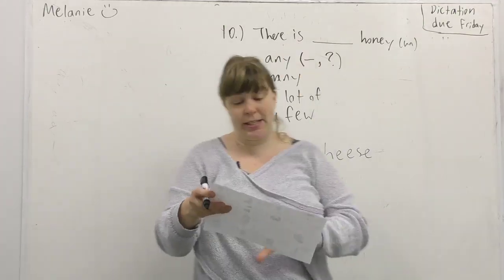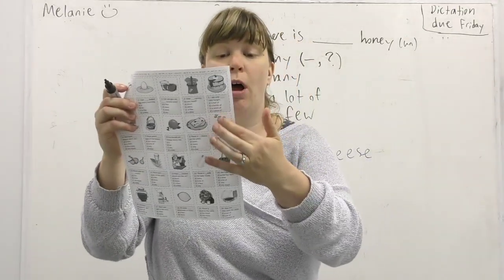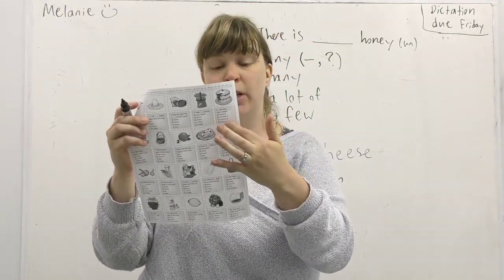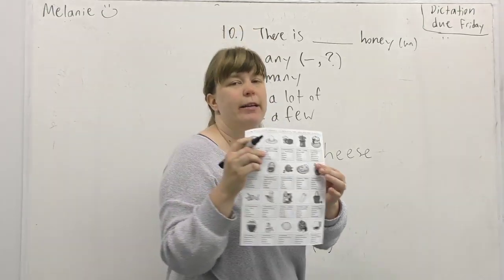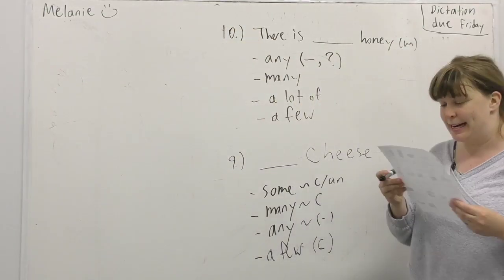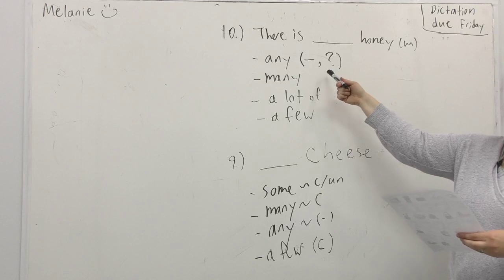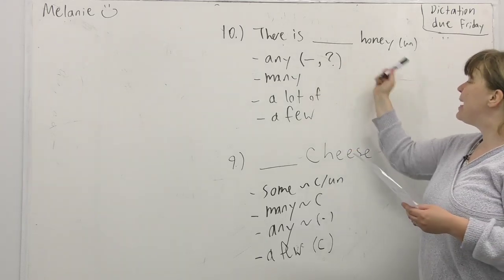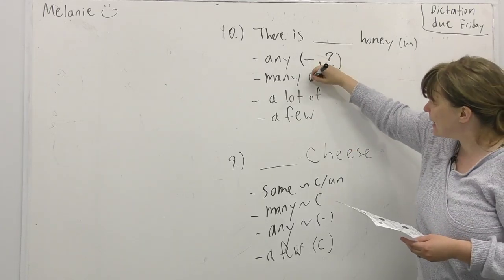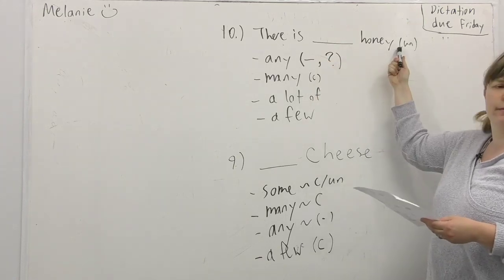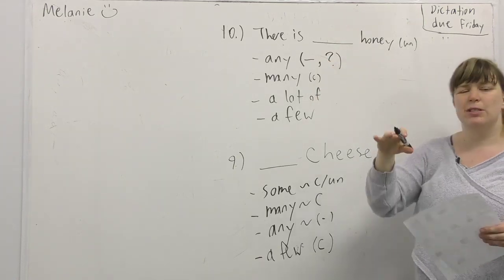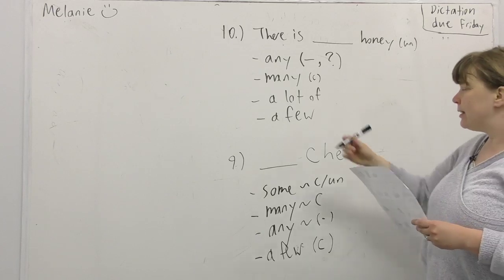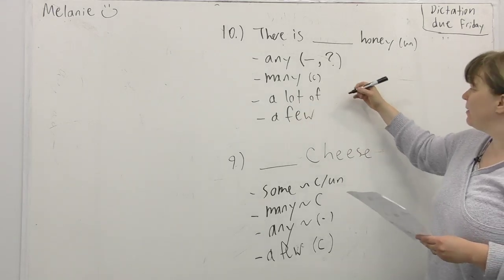But this is a positive statement. I mean, you can see all that honey dripping out. Look at all those bees swarming around being like, oh yeah, look at all that honey. Yeah. So probably not this. There is many honey. Okay, many is countable. However, honey is uncountable. So, don't know, maybe not. There is a lot of.